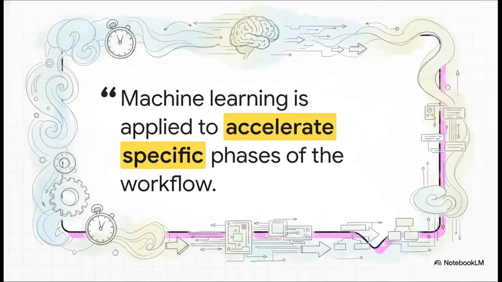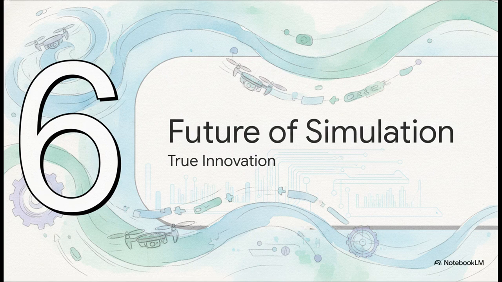There's a ton of hype out there claiming AI is going to instantly replace all traditional physics simulations. But honestly, that's just not what the data shows. AI is not here to replace fundamental Navier-Stokes numerical solvers. It's here to augment them. Machine learning is being applied to accelerate those specific, tedious phases of the workflow and completely remove the bottlenecks that hold engineers back.